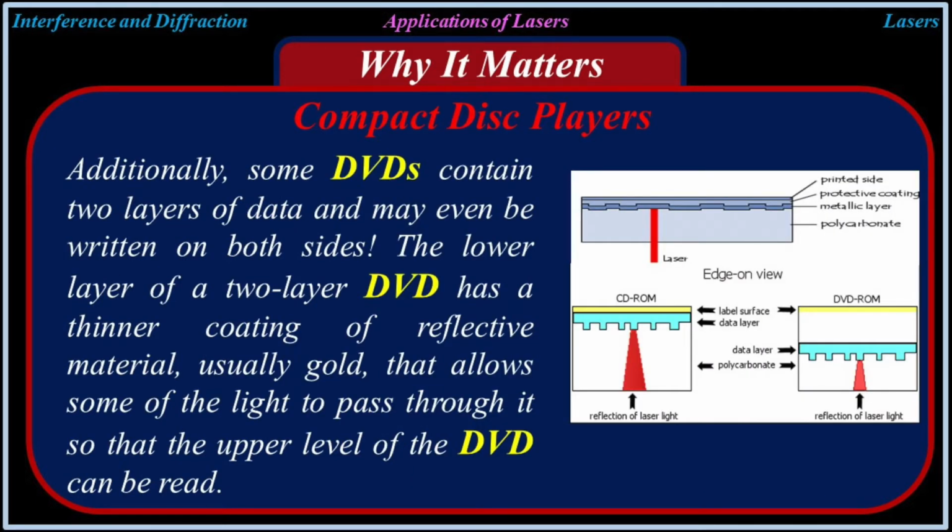Additionally, some DVDs contain two layers of data and may even be written on both sides. The lower layer of a two-layer DVD has a thinner coating of reflective material, usually gold, that allows some of the light to pass through it so that the upper level of the DVD can be read.